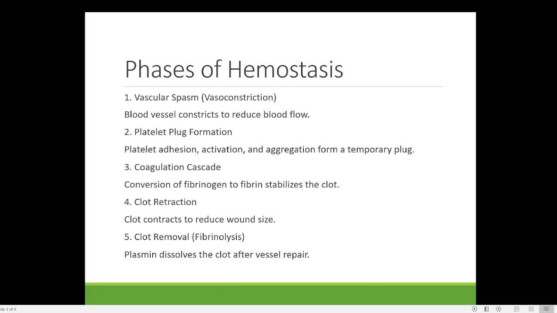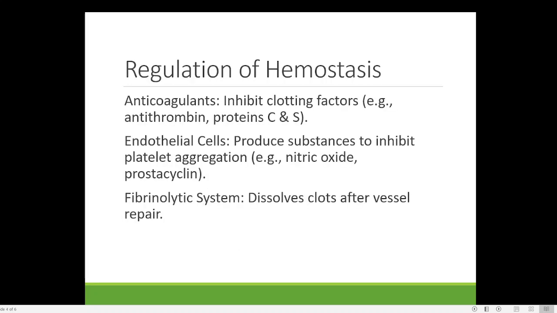Then finally the clot contracts and gets reduced into a small size or wound size, and finally the removal of the clot, that is known as fibrinolysis, and that is known as clot removal. What happens is that plasmin will be dissolving the clot after the vessel repair. For example, when some injury is taking place, for some time you will be having a mark there, a scab there. So after some time, because of the action of this plasmin, that will be removed.